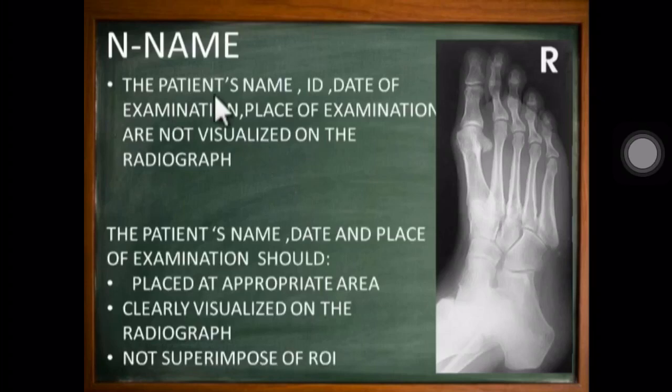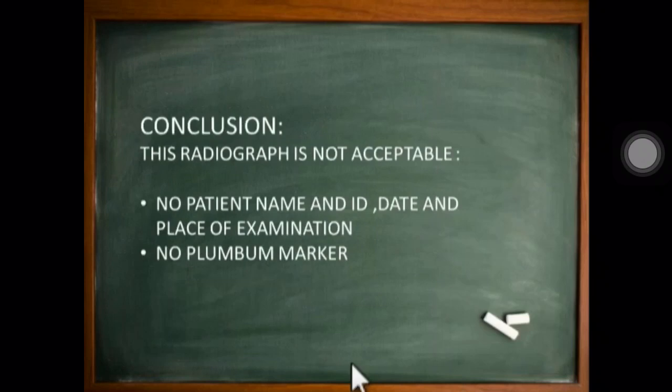For the name, there is no patient name, ID, date of examination, or place of examination visualized on the radiograph, but the patient name, date, and place of examination should be placed at the appropriate area. For example, at the upper edge of the film, and it must be clearly visualized on the radiograph and not superimposed with the regions of interest.